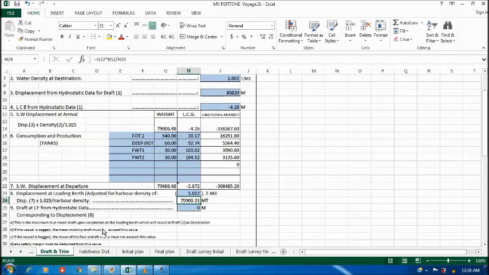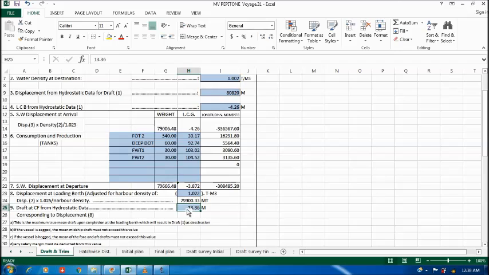This is our harbor displacement at loading port, loading berth. It's 79,900.33. It gives us a draft at center of flotation of 13.36. Okay, 13.36 is.